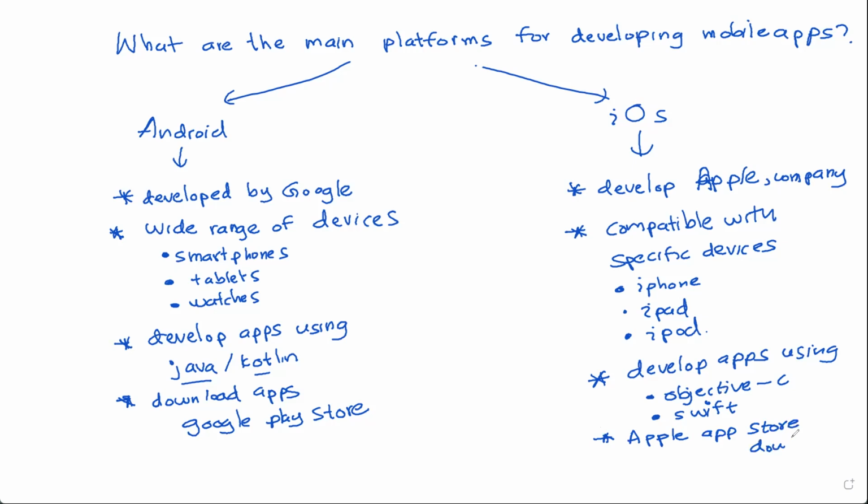So basically, those are the two main operating systems on which we can develop apps. We can develop apps on either Android or iOS systems. Okay, so we are going to talk about Android first, and then we will talk about iOS. If you have any questions, please let me know.